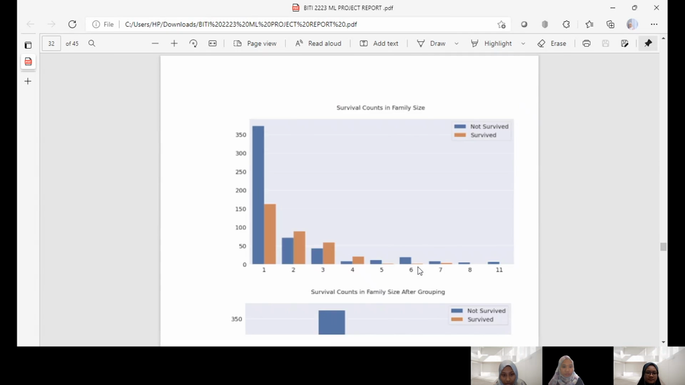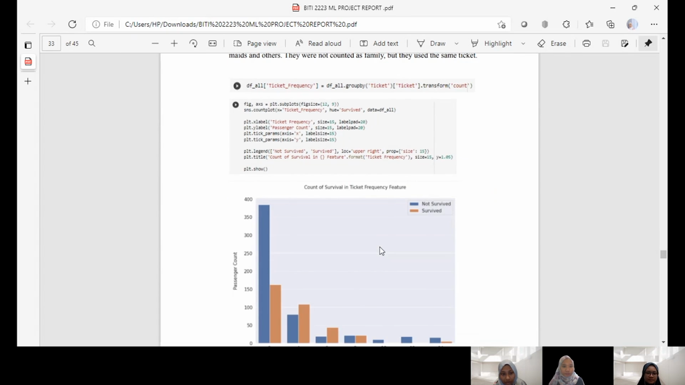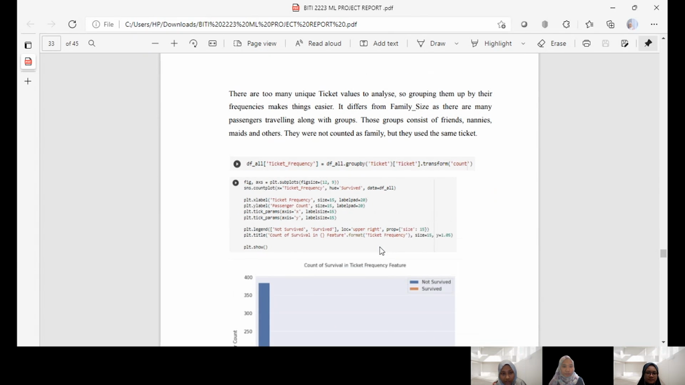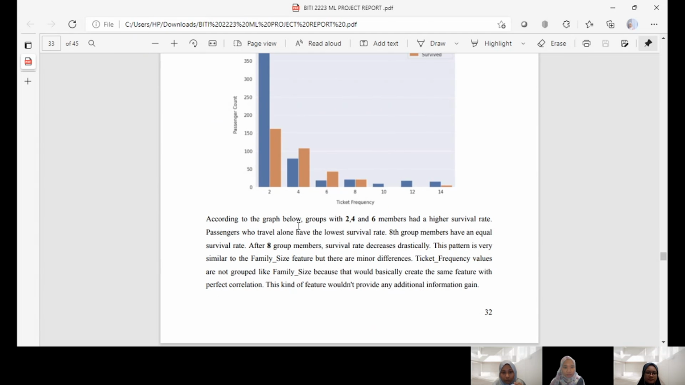And next, we also use ticket for the feature engineering. There are too many unique ticket values to analyze, so grouping them by their frequency makes things easier. It differs from the family size that we can see above, as there are many passengers traveling in groups. Okay, so this is the graph. Based on the graph here, we can see that the groups with 2, 4, 6 members had a higher survival rate.